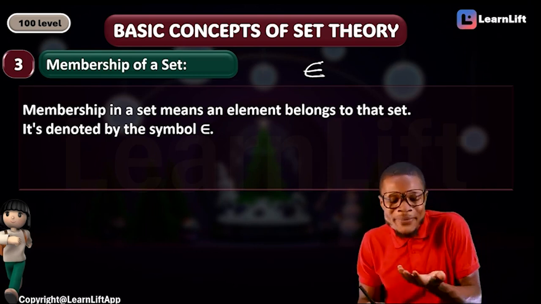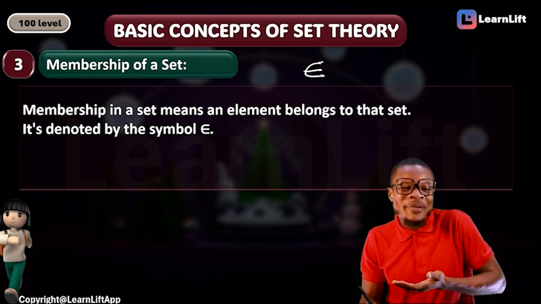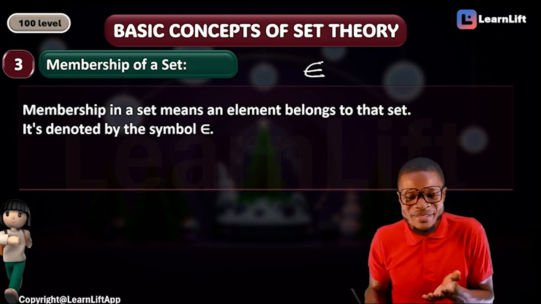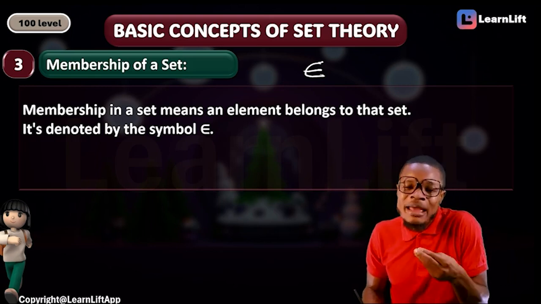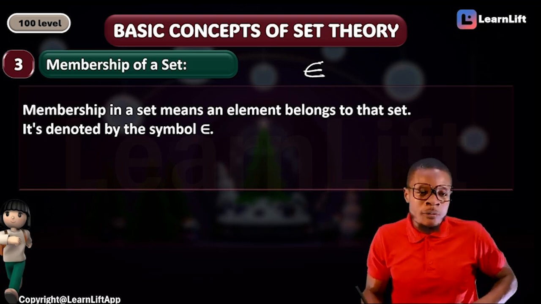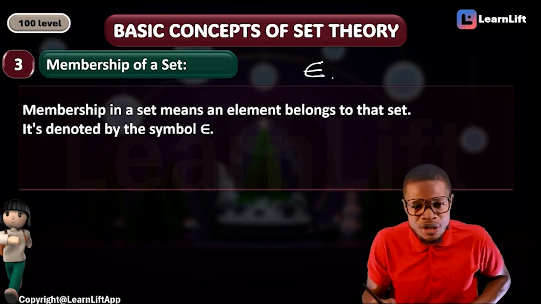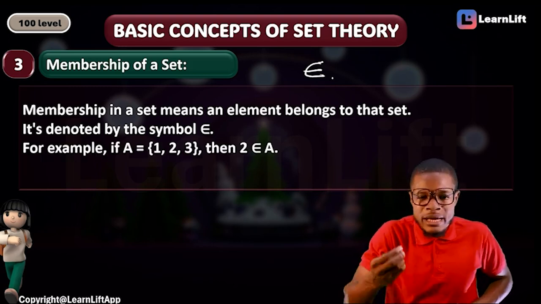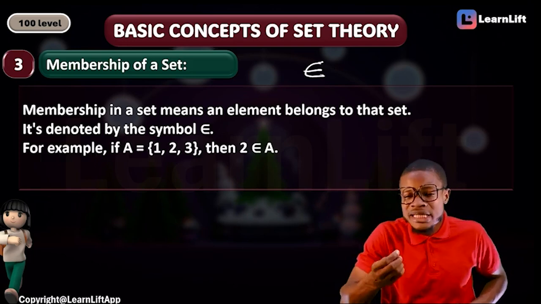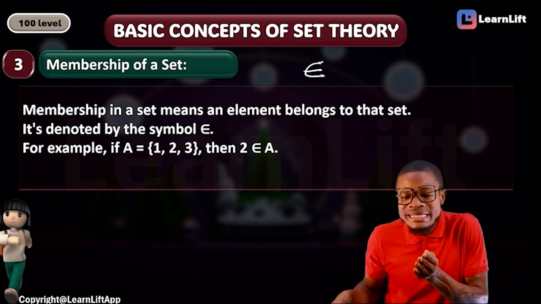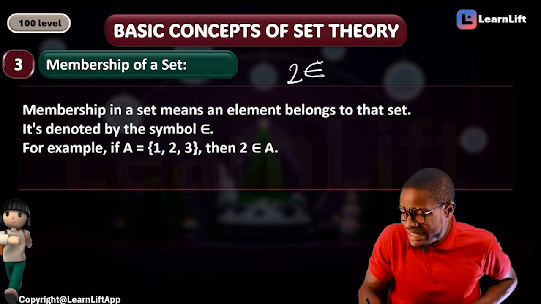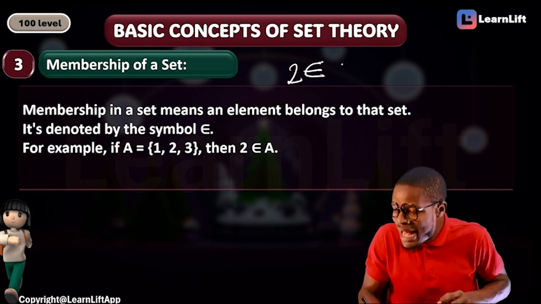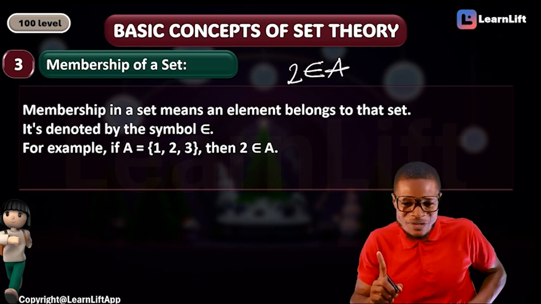And of course, membership is more like elementship, though there's nothing like that anyway. So membership of a set is nothing but elements of that set. Are you getting me now? That's why it is denoted by this symbol ∈. Now let me shock you. For example, if A is 1, 2, 3, then we can say 2 is a member of A. You can say 2 is an element or a member of A. Are you seeing it? It's as simple as that.